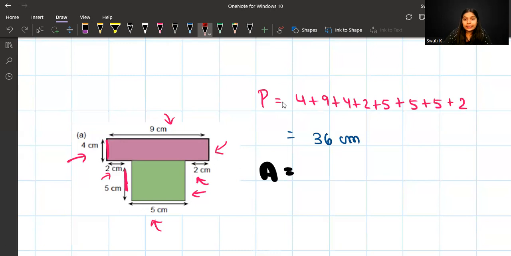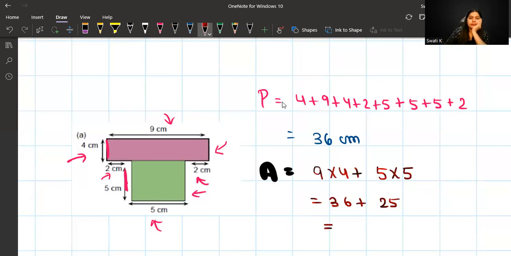Purple part, area, length into breadth, because it's a rectangle. So 9 times 4 plus area of the green part, that is absolutely a very straightforward square, side into side. So 5 times 5. So 9 times 4 is 36. 5 times 5 is 25. So the answer is going to be 61 square centimeter. That's the answer.